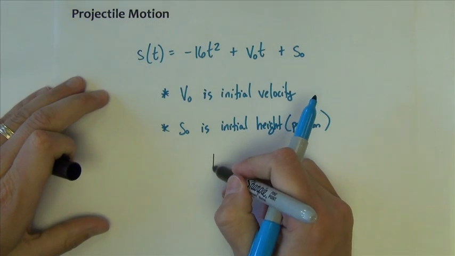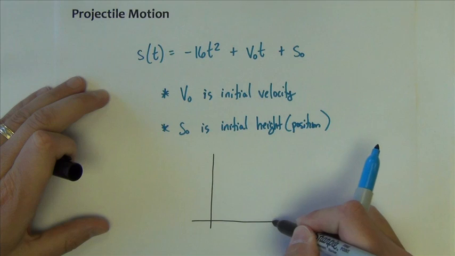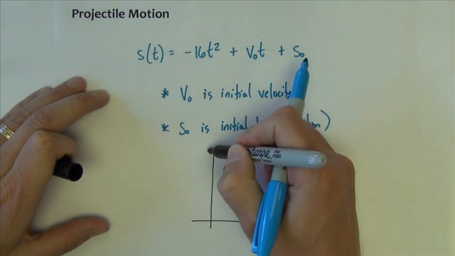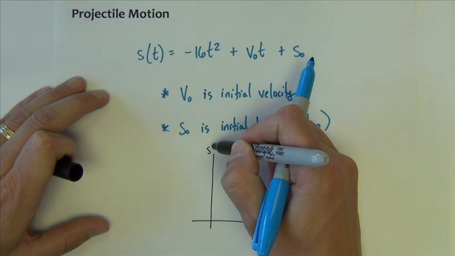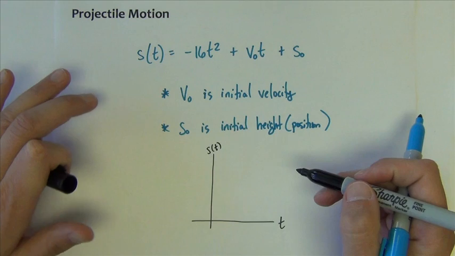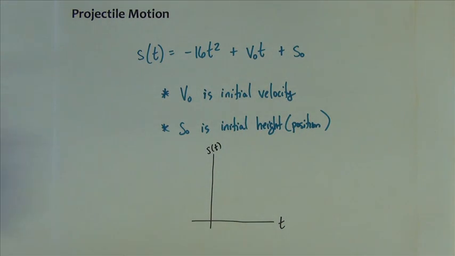So, graphed, you'd be graphing t and s of t like that. So those are your variables. Your s and t are going to stay. You need an initial velocity, initial position, and then this formula will do that.